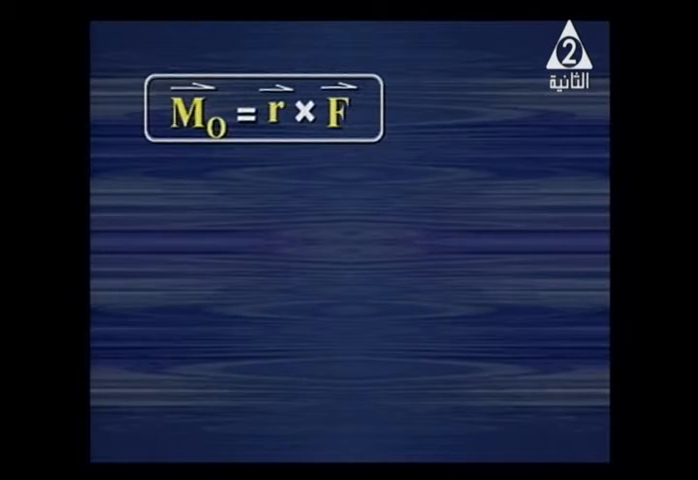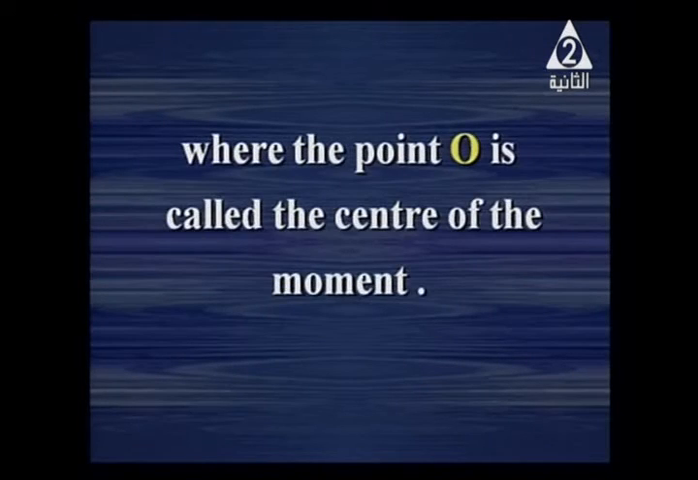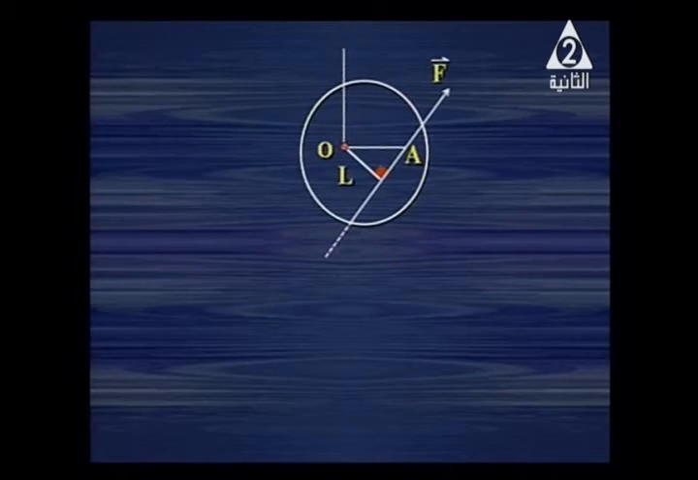What is the R? Position vector. What is the F? Force or vector of the force. R is the position of the point A, which lies on the line of action of F, with respect to a point O. Look at where point O is, called the center of moment. Look at O, center of the moment.